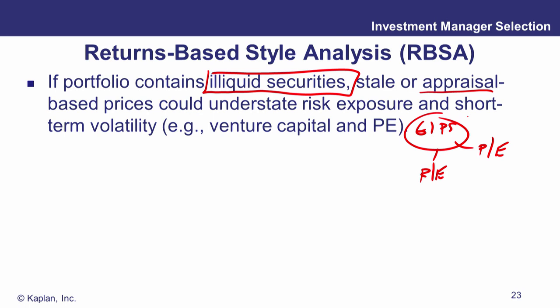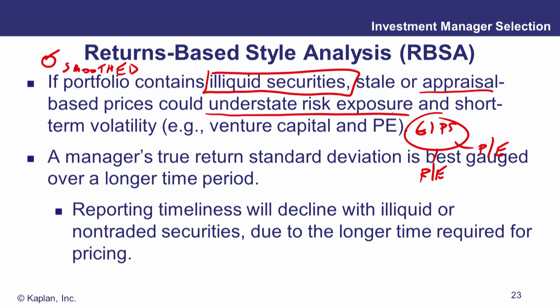And one of the problems that you've seen before within Level 3 is that the volatility is smoothed. This idea of smoothed returns means that the level of volatility tends to be downward pressured, much lower than it really is in real life. It understates the risk exposures.